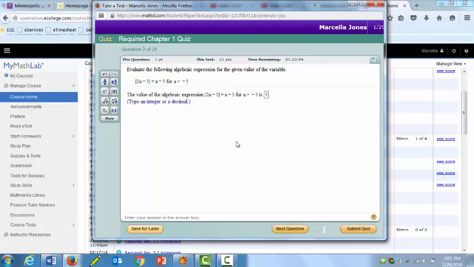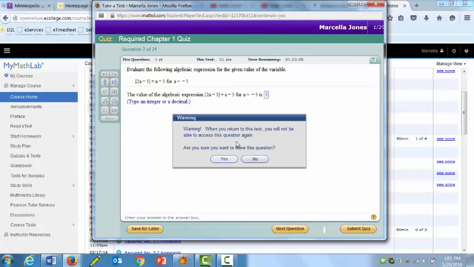Something's come up that I have to go take care of, so I'm going to click the Save for Later button. If something comes up and you don't have time to work the problem and enter an answer, you need to enter anything so that you can save for later. So I'm going to save this for later. Are you sure you want to leave this question? Yes.